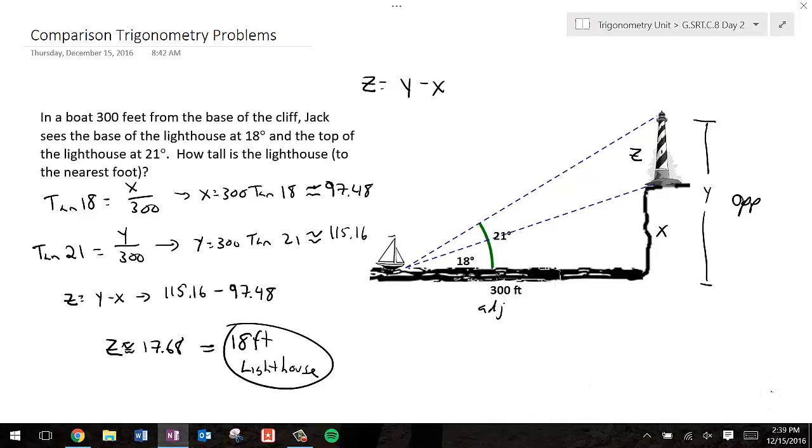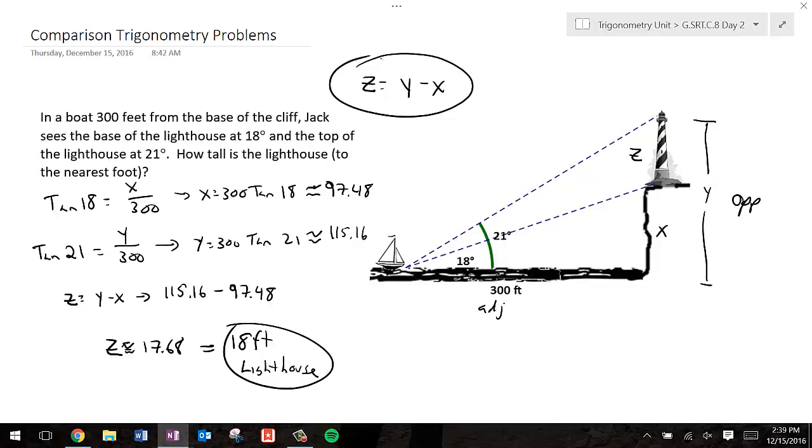Okay, welcome back. As you can see here, the process was almost identical, only here we had different angle measures. We had 18 degrees and 21 degrees. When I solved it out, I made a little equation for us here. I made the lighthouse z, I made the entire length, including the cliff, y, and I made just the cliff x, just to indicate that to find the lighthouse, we have to take our whole length and subtract the length of the cliff. And we ended up with an 18-foot lighthouse here.